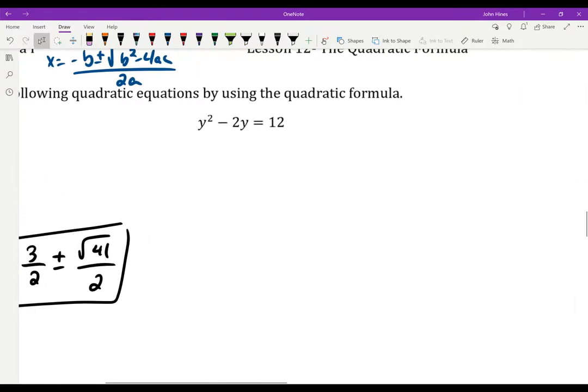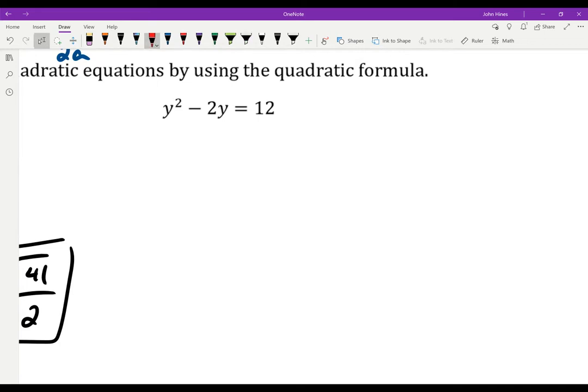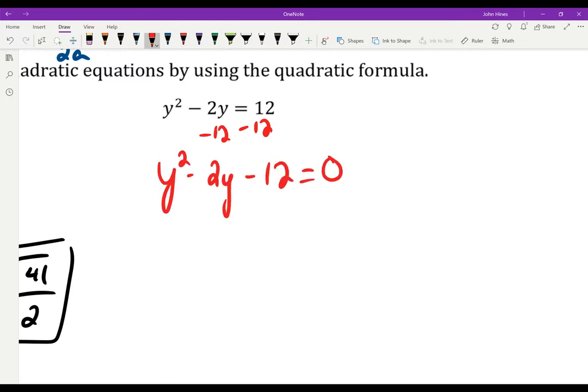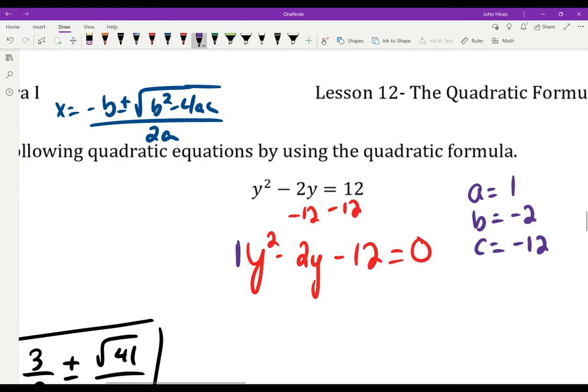Let's slide over here. First problem, it's not equal to 0, so let's make it equal to 0. y squared minus 2y minus 12 is 0. Now we need to pick off those three numbers, those coefficients, so that we can plug them into the formula. Give me an a, give me a b, give me a c. 1 y squared, minus 2, and then -12. Those are my three coefficients from ax squared plus bx plus c equals 0.